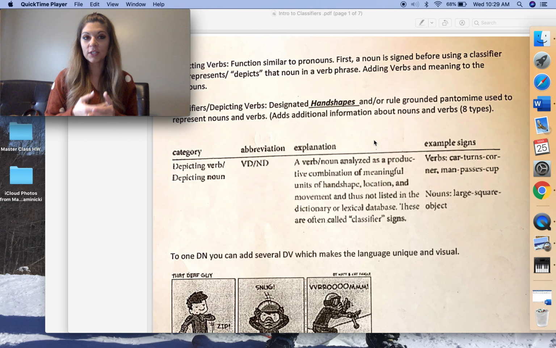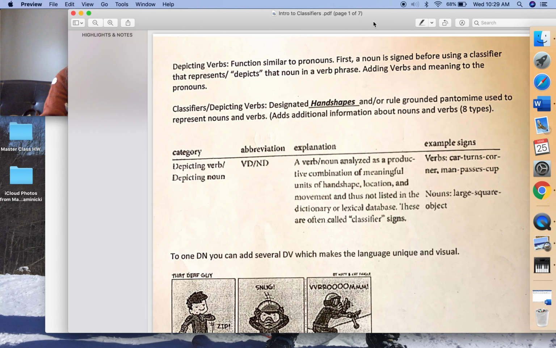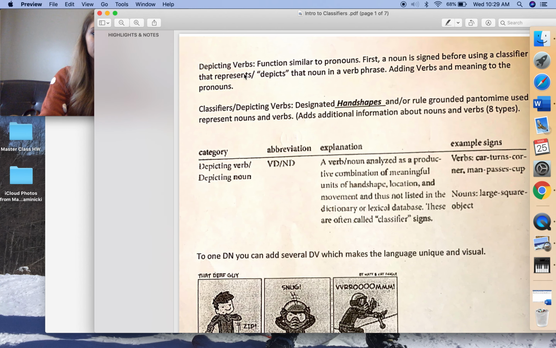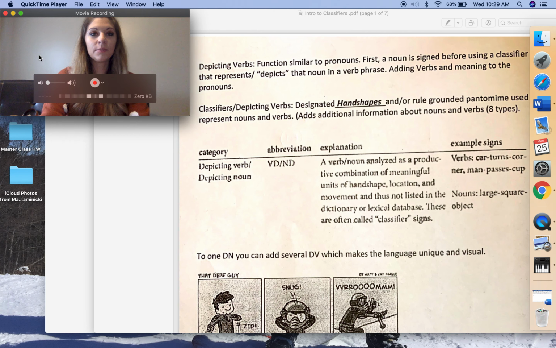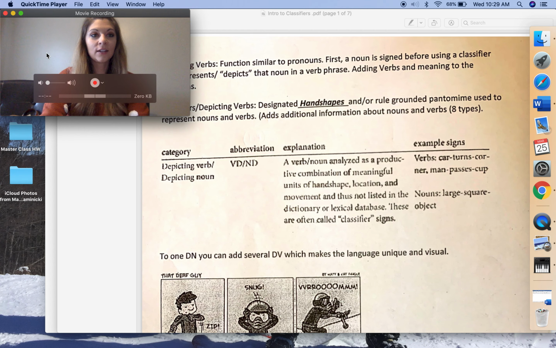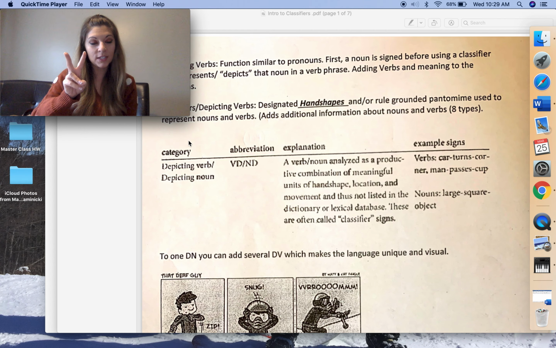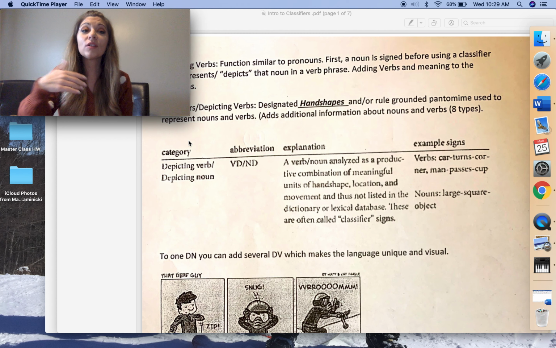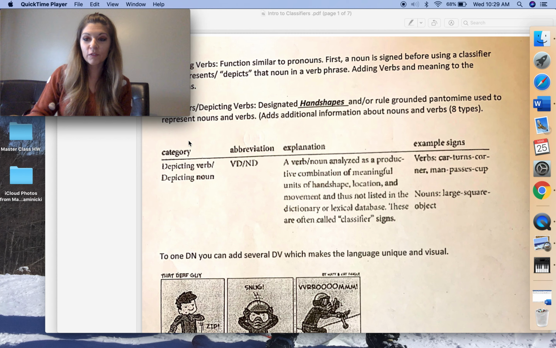They need to be called depicting verbs. Let me drag this over. Depicting verbs right here, and depicting nouns and classifiers. So they're calling them DV and VCLs, which is a lot to sign. So in conversation or in class, we're still going to call them classifiers, CLs.